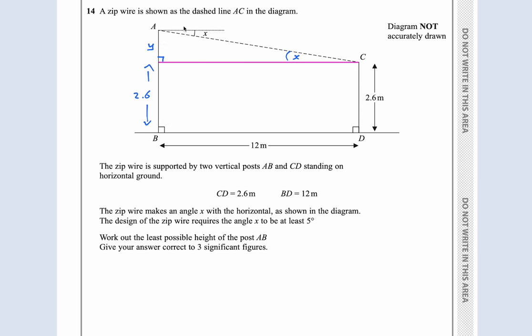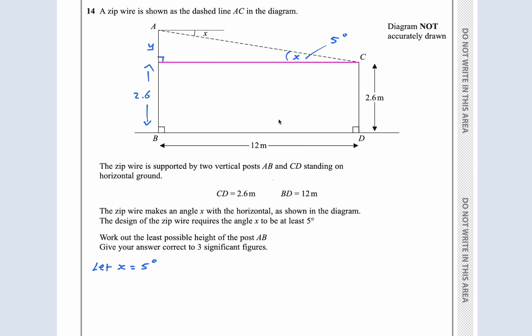Well, we want the least possible height of this. So we want this angle here to be as small as possible. So this whole thing where it says we want x to be at least 5 degrees, they've made this question confusing on purpose, but really you just want to let x equal 5 degrees, because you want this angle to be as small as possible, and they say it has to be at least 5. Okay, so let x equal 5. So I'm going to write here, let x equal 5 degrees. So this is now 5 degrees.